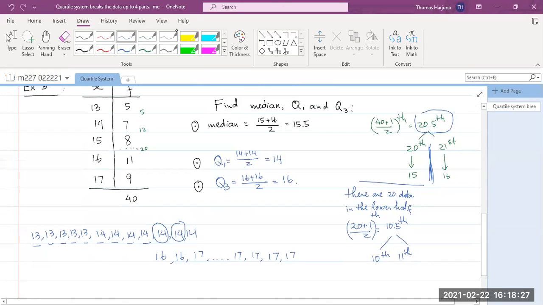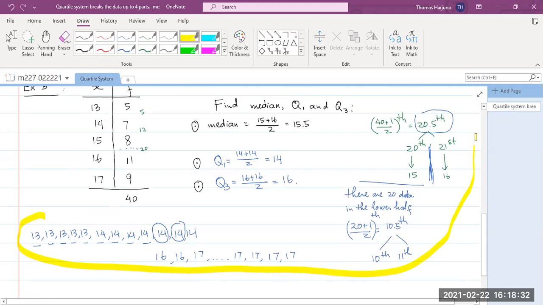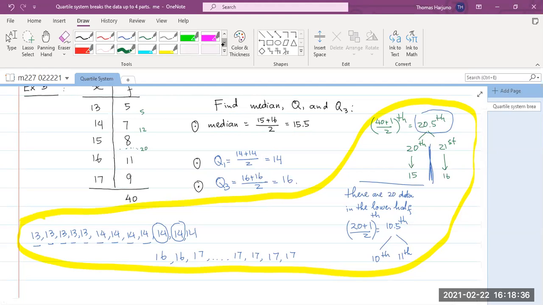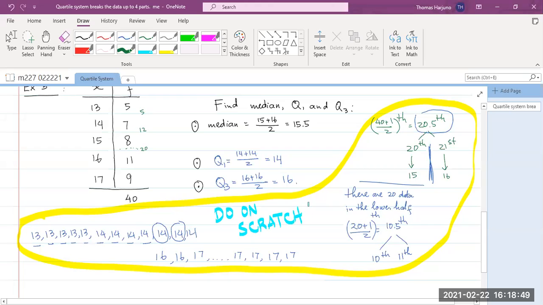Now, of course, you don't need to show these. Whatever I write here, no need to show. Do it on scratch. Or if you do it aside on the side work of your paper. Don't get it mixed up with the work.